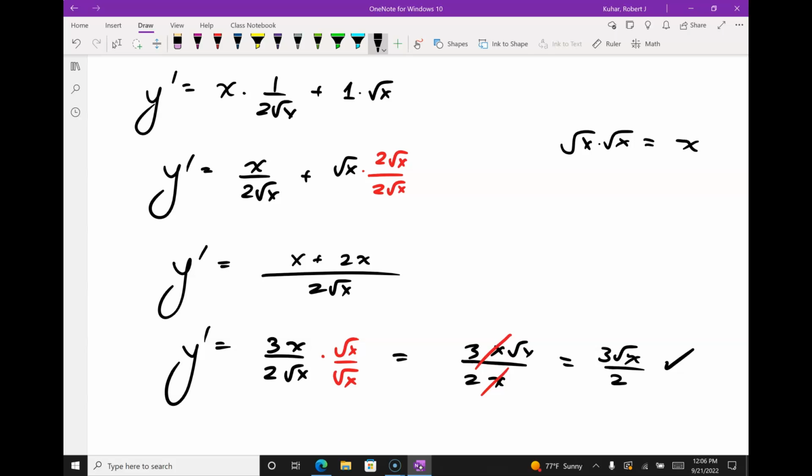Yes, there is practice on WebAssign, and of course, all of the odds in section 3.2 that have products. I mean, you could jump ahead to quotient rule if you want, but I'm going to do that Friday.